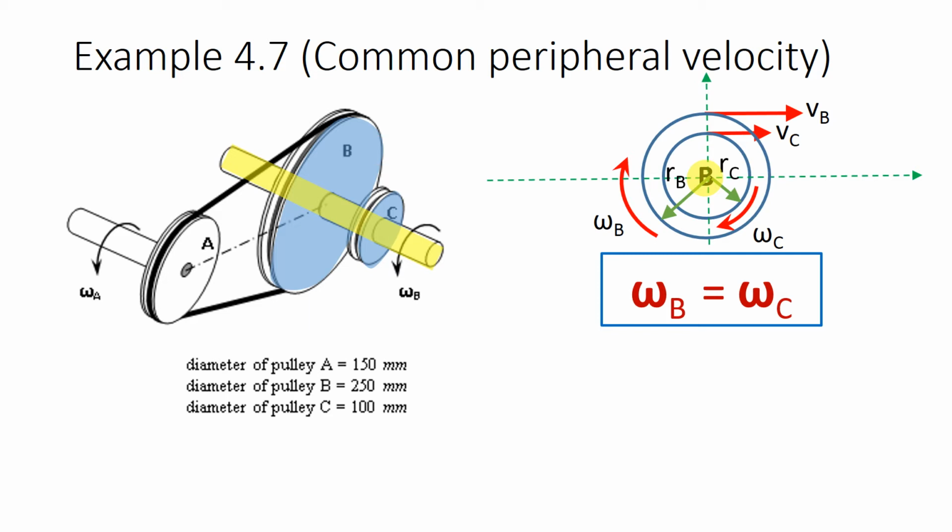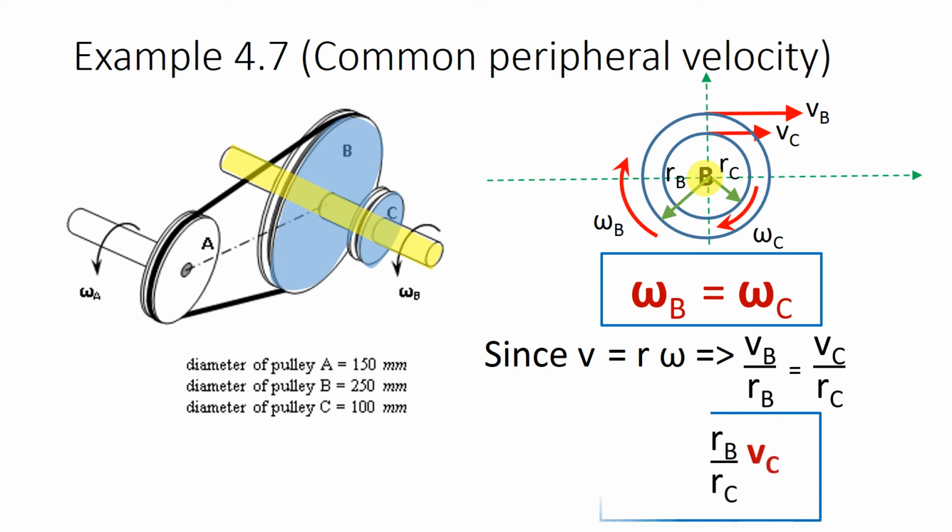What about the linear velocity of pulley B and C? Same approach. We know that V is equal to R omega, and since omega B is equal to omega C, all we need to do is to substitute the values into it and establish the relationship as what we have shown previously. VB will be equal to RB over RC times VC.